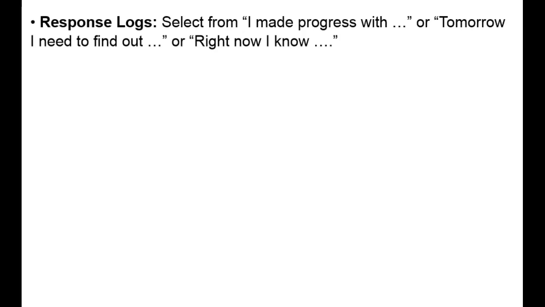So let's look at this. So I want you to think in your notebook and finish one of these sentences. I made progress with something today. Did you learn something about exponents or exponential functions? Or tomorrow I need to figure something out. Or right now I know this. Take a minute to just figure this out and just reflect on what you did today before you start looking through the homework problems.